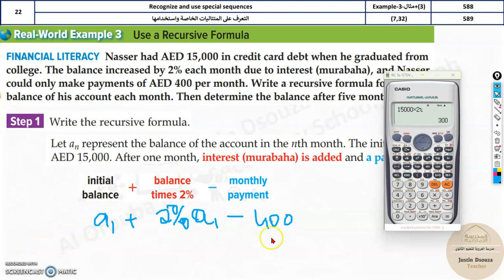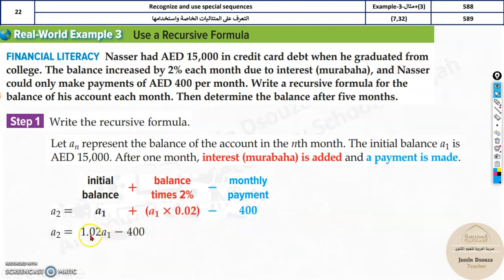So this would be the equation, but we need to write it properly. A1 is the first term, the initial amount. 2% means it's 0.02. You can just check it over here if you're getting confused. So 1 A1 plus 0.02 A1, or you can just write 1.02, because the terms are the same, right? The like terms can be added. So it'll be 1.02 A1 minus 400. That would be after the first month.